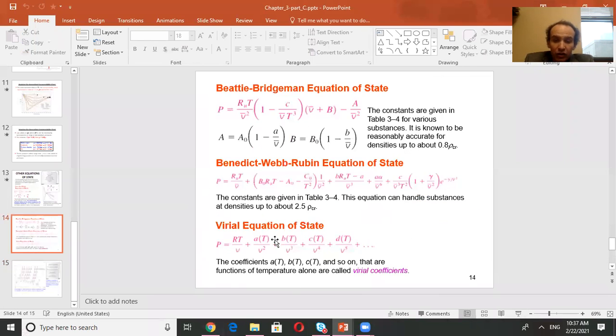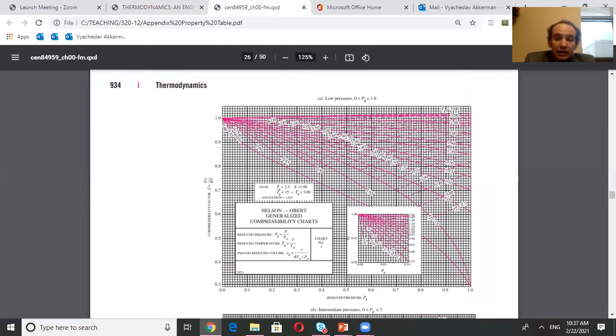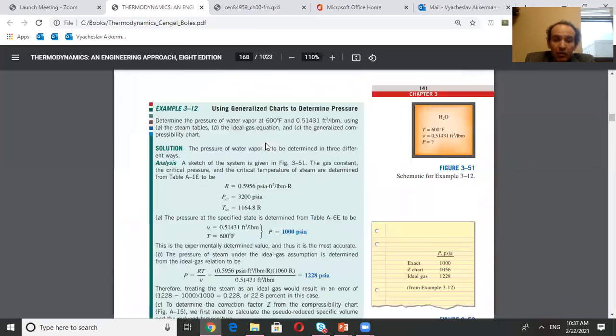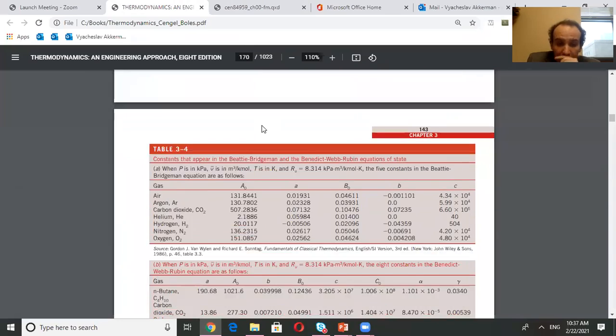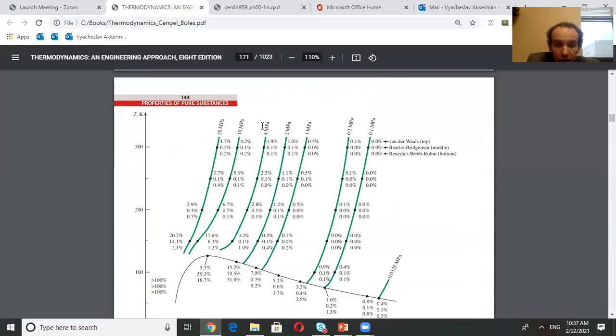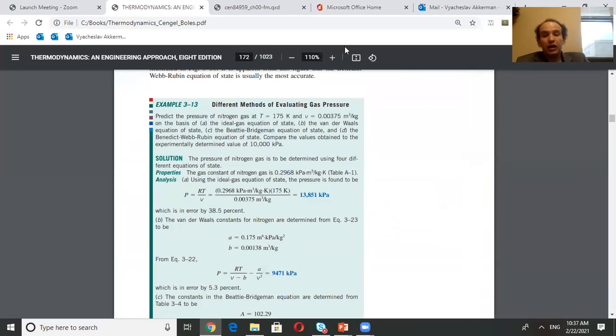There is one more very illustrative example that we can consider from your textbook. This is example 3.13. I will show you here. So what is happening here? The example is the following: people do experiments with nitrogen, N2.